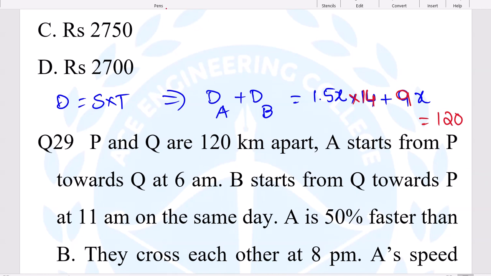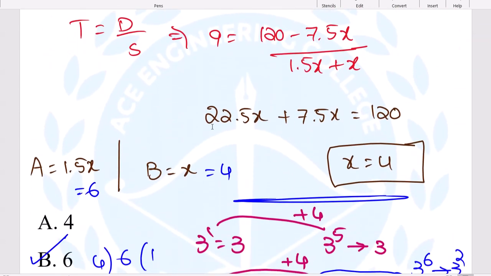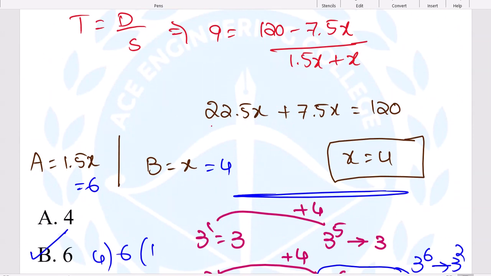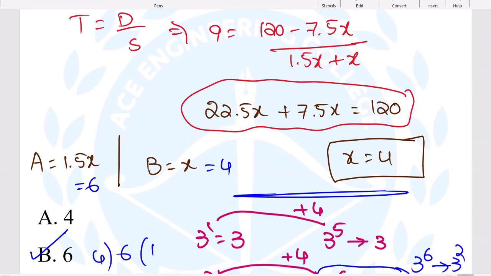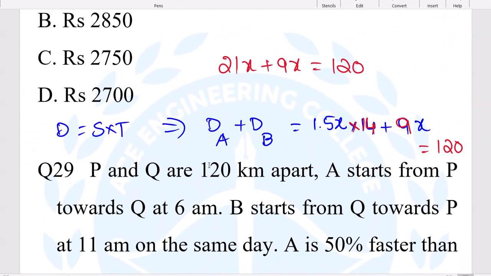So this will be 3 into 7, 21x. 21x plus 9x, 30x equal to 120. See, that last equation we got in the first method, 30x equal to 120, we got this directly. After all that hard work, we obtained it directly here. 30x equal to 120, x equal to 4.